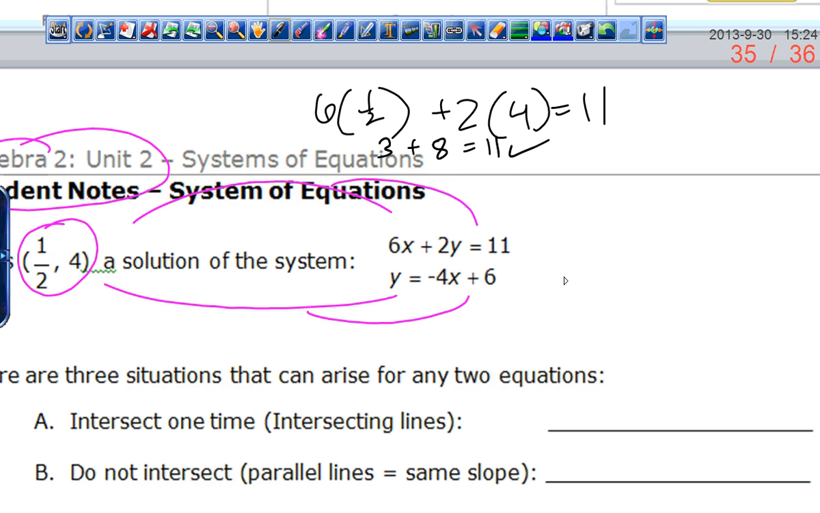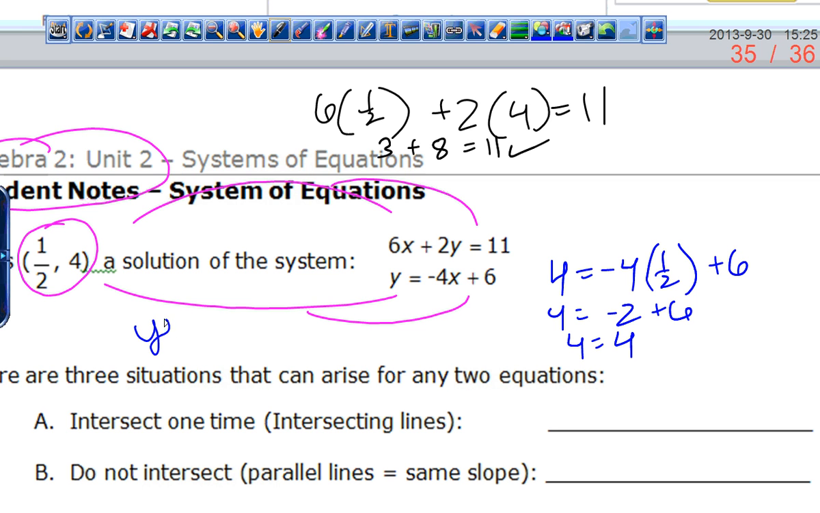Okay, next one. -4 times half, plus 6. So -4 times half is -2. Plus 6 is equal to 4. So, is it a solution? Yes, it is.